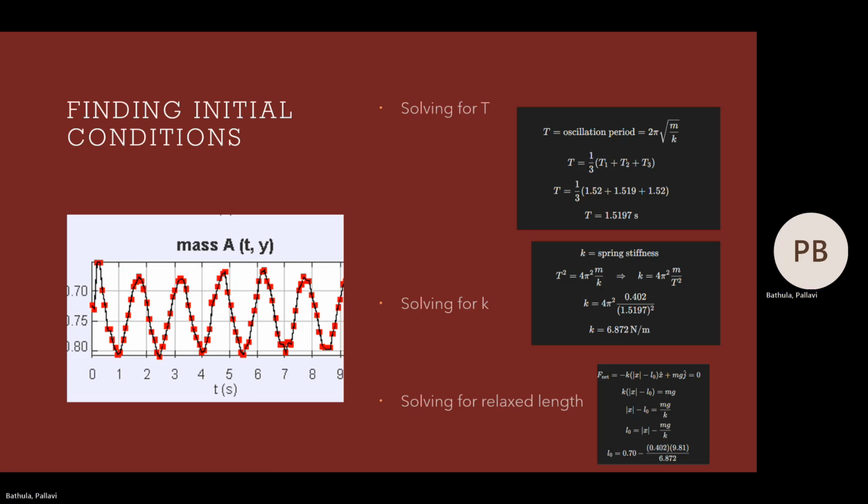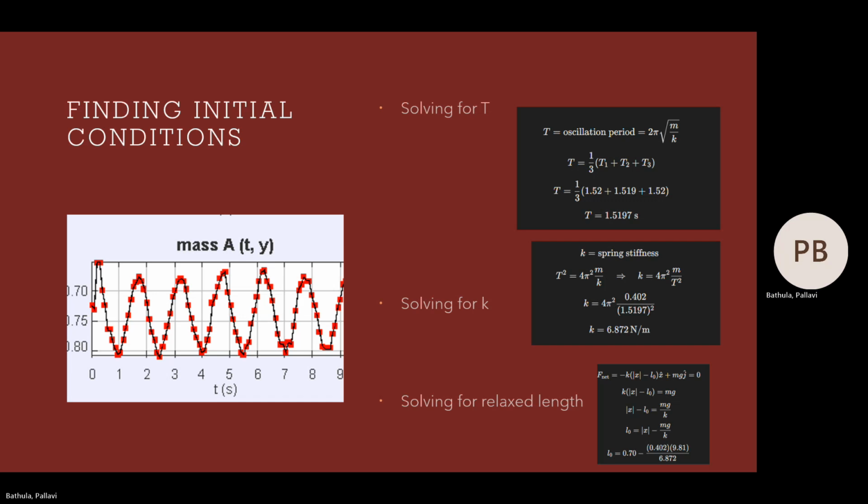And to begin the computational model, two things were done. I took the data I received and converted it into a CSV file to make use of in my model. We need to solve for the period, the spring stiffness, and the relaxed length. To solve for the period, we need to understand that it is the time it takes to get from one crest to another. And I did this by finding the average of the first 3 seconds.